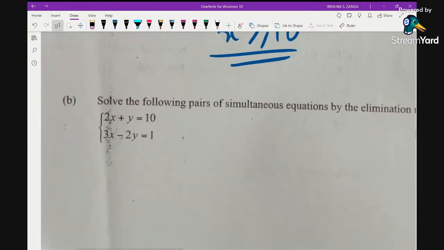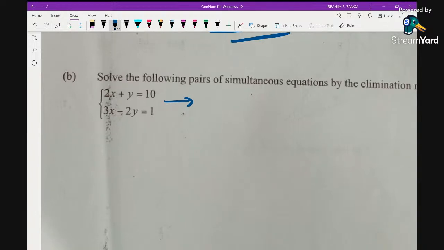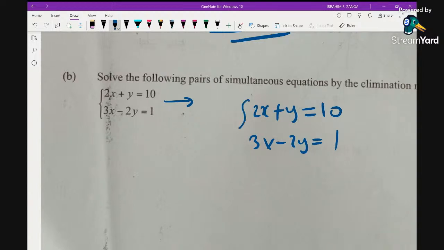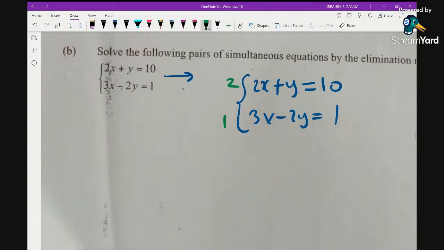Last part, solve by elimination method. So to solve this by elimination method, we have to find a way to make sure that either coefficient of x or y are going to be the same in both equations. So what we're going to do, I'm going to rewrite again. We have 2x plus y equals to 10. 3x minus 2y equals to 1. Let us eliminate y. So I'm going to multiply by 1 here. I'm going to multiply by 2.